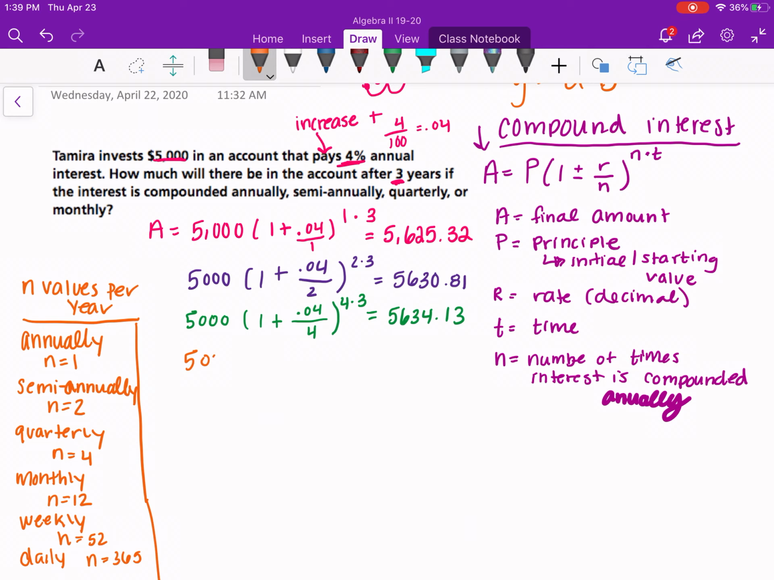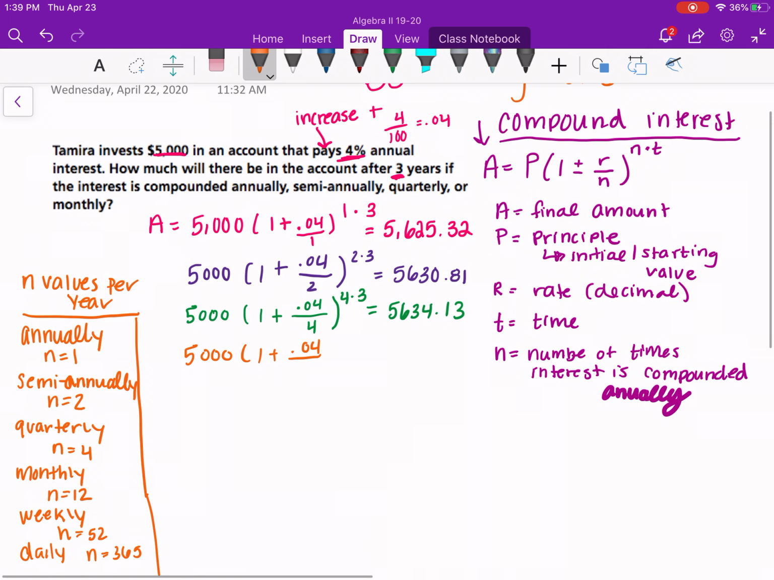I start with $5,000. I've got a 4% interest. And now this is monthly. So monthly means that n is going to be 12 because this happens 12 times a year, times 3 years. And that is going to give me $5,636.36. So that's how much will be in the account if it's compounded annually, semi-annually, quarterly, or monthly.